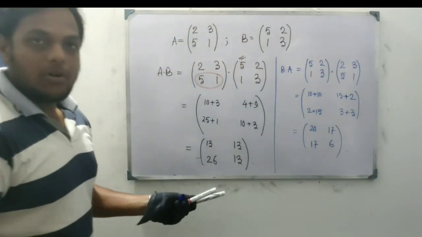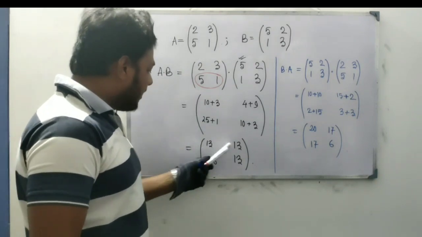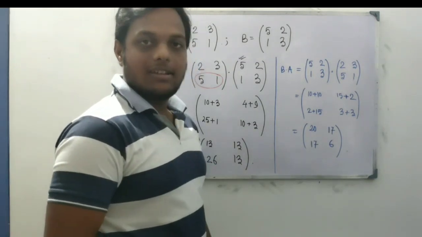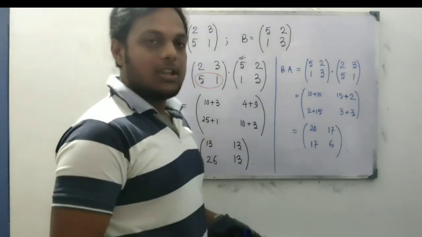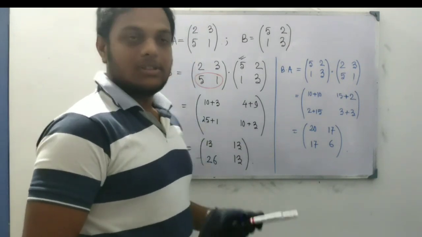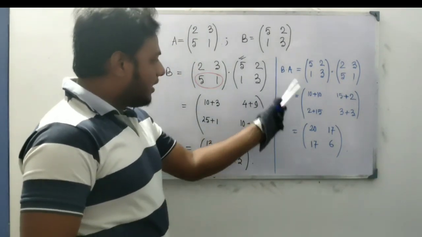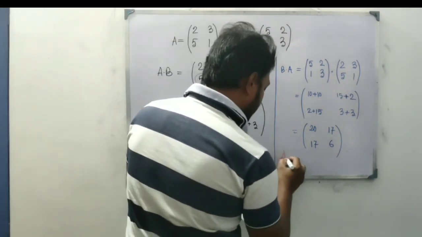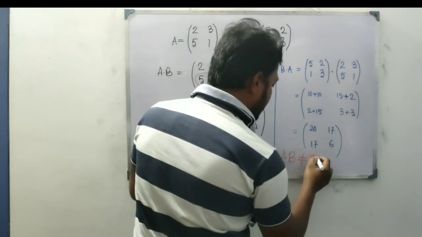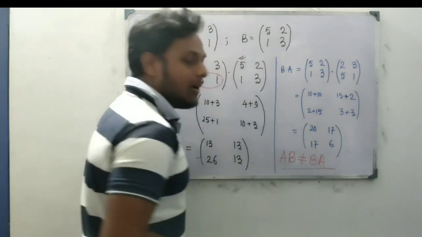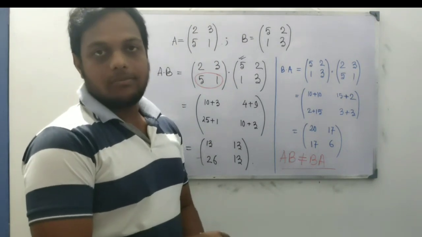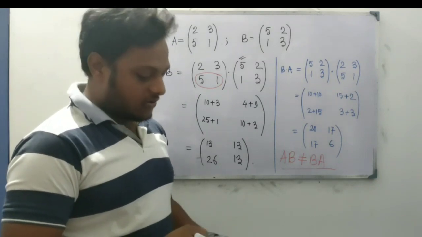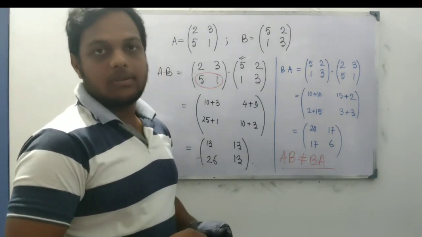Now one important observation. See here, AB means 13 13 26 13 and BA means 20 17 17 6. Now the question is, are AB and BA equal? No. For AB we get one result and BA is another result. So the important point is that AB does not equal BA. That means A dot B is not equal to BA. So from this we conclude that matrix multiplication is not commutative. Is it clear? This is a very important property of matrices: matrix multiplication is not commutative.